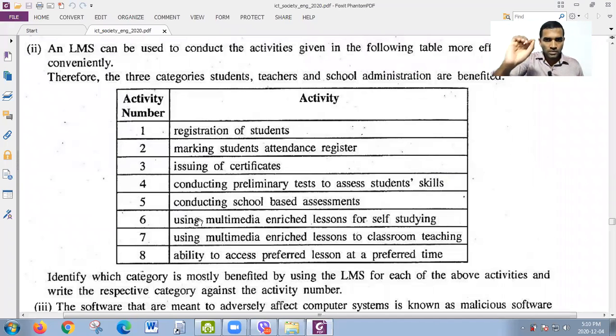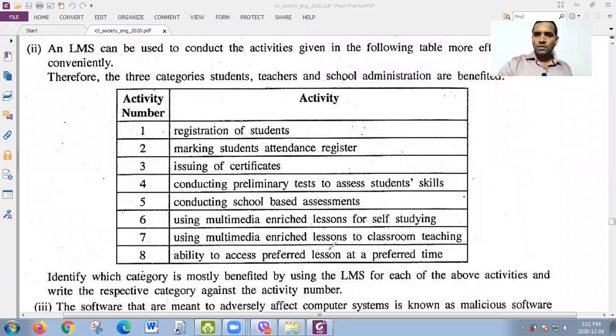So if it is student, you need to pick the right activities for students. You need to pick the right activities for administration as well as teachers, right? So you have been asked to write the category against the activity number. For example, let me take this. Look at the question again. Write the respective category against the activity number, right?